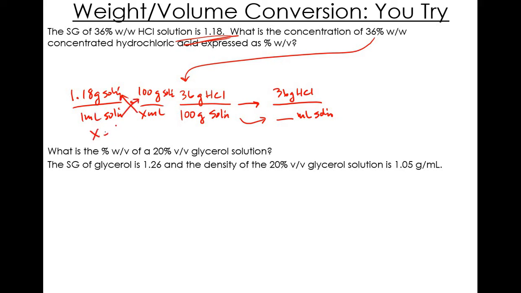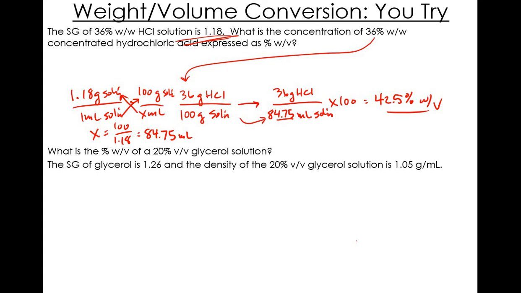So X is 100 divided by 1.18, and that should be about 84.75, and that's in milliliters. So we'll put 84.75 here and divide that through, times by 100. The answer I got was 42.5% weight per volume.